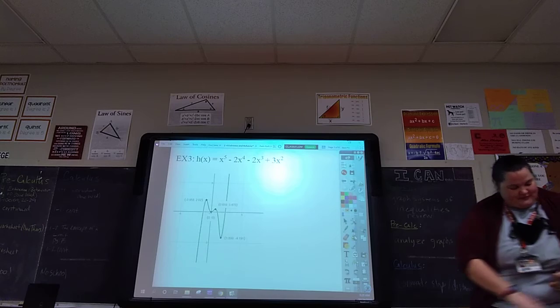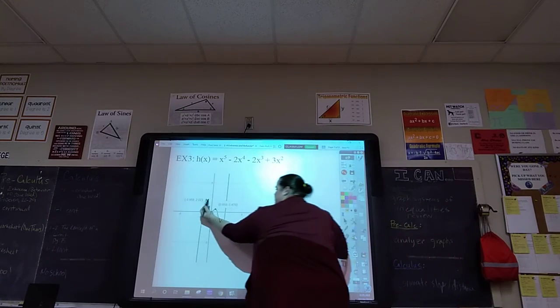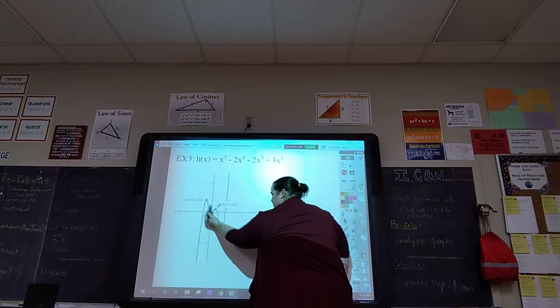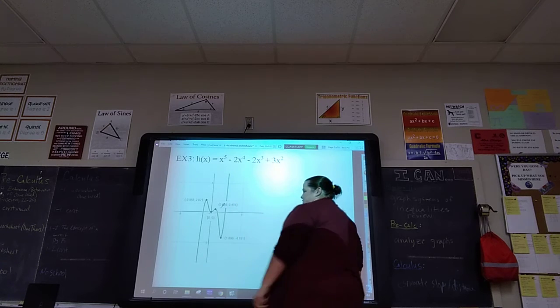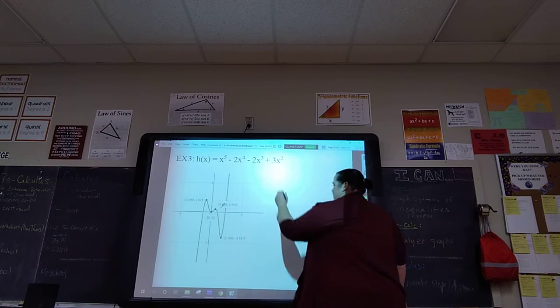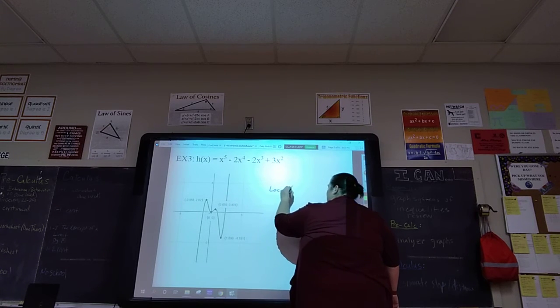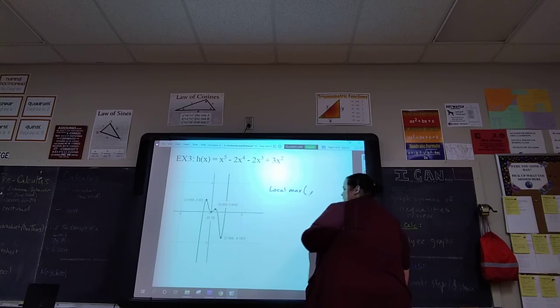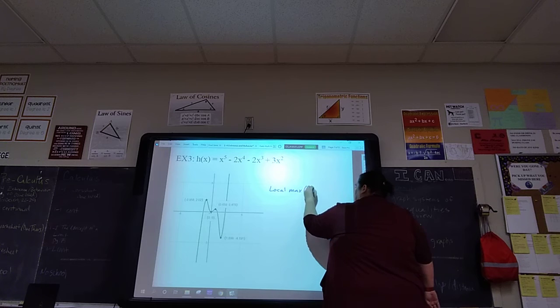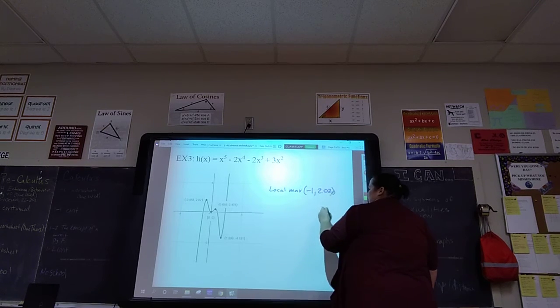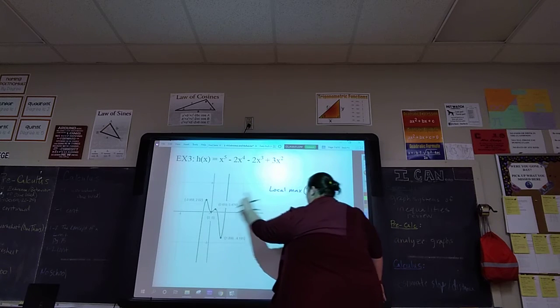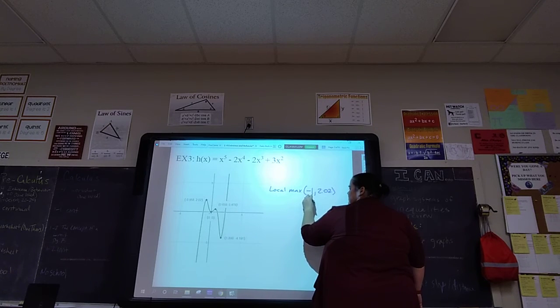Sorry about that. Okay, so we have 2 maximums here and here. Both of them are local because there's green parts of the graph that are higher than that. So I'm going to write local max and list both of them. Let's just say -1. That's fine. -1 and then 2.02. And then there's another local max right here at 0.7 and 0.5.